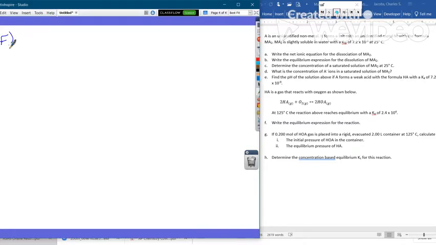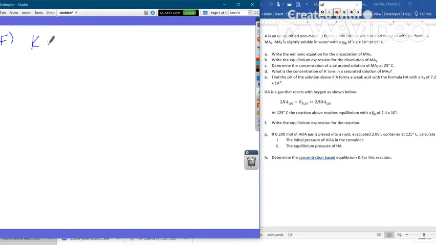So notice F. Above that says HA is a gas that reacts with oxygen as shown below. So we're still talking about this ion A. And at 125 Celsius, the reaction above reaches equilibrium with a Kp value, so this is a pressure-based equilibrium constant, of 2.4 times 10 to the fourth. We want to write the equilibrium expression for that reaction.